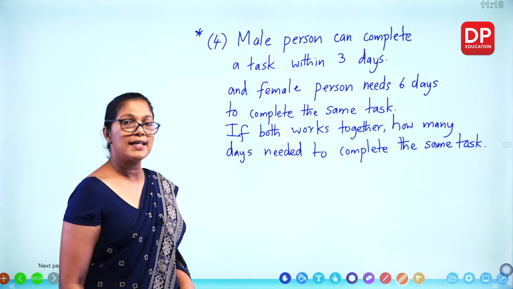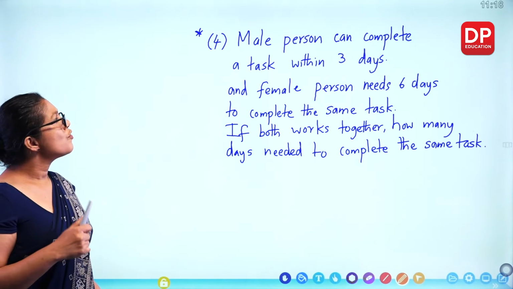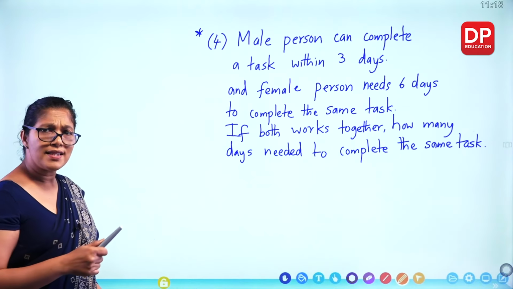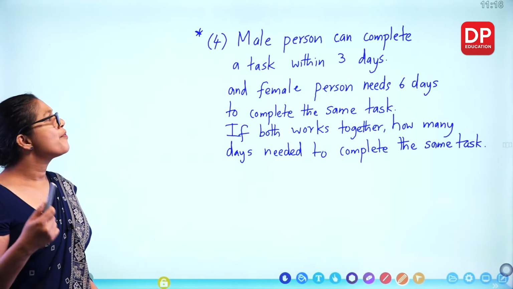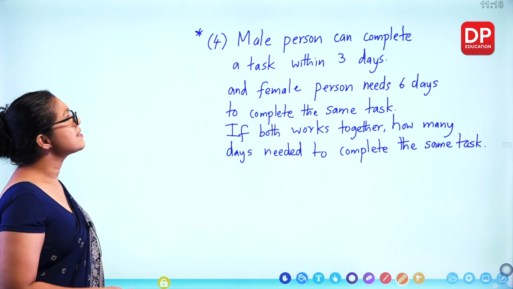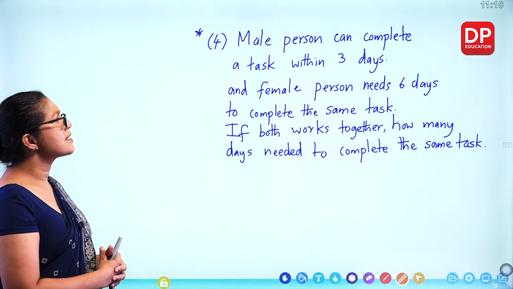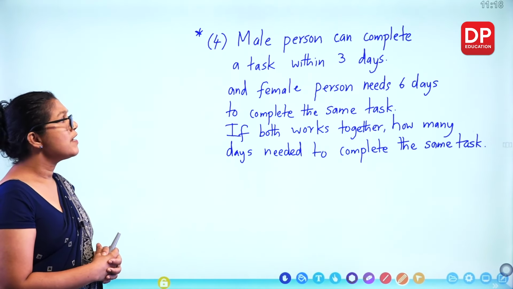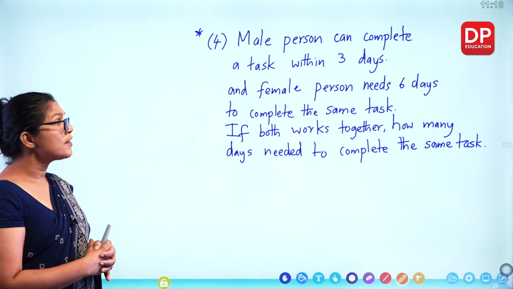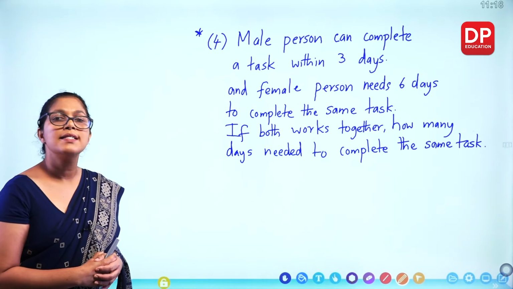Now we'll take another question. So this is not in your textbook. So we'll try to find out the answer for this one. I'm giving this because this is different to previous questions. So we'll see how we can do this question. It says a male person can complete a task within 3 days and a female person needs 6 days to complete the same task. If both work together, how many days are needed to complete the same task?